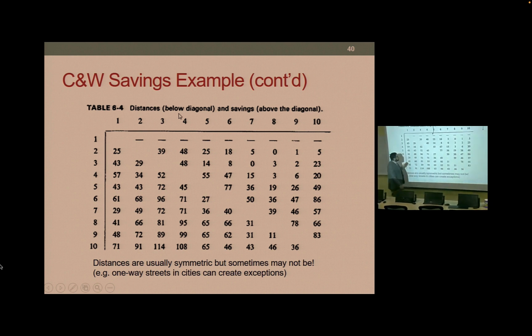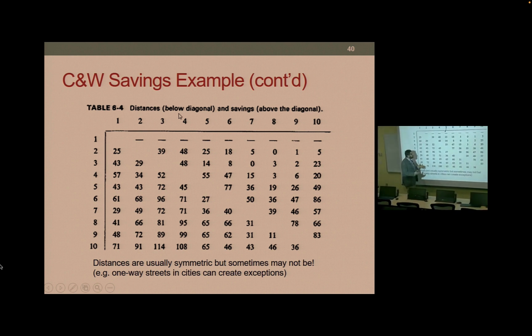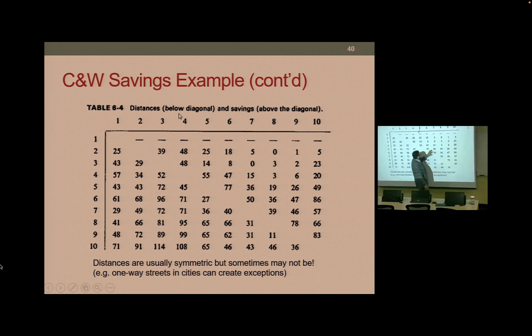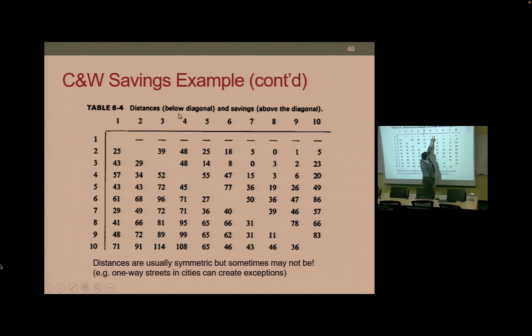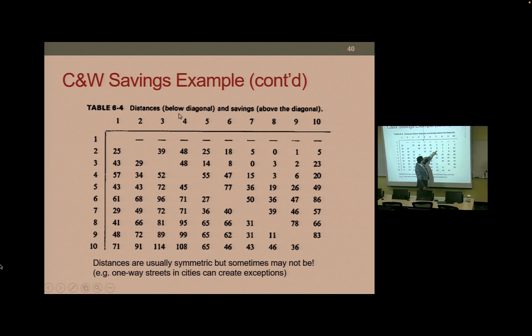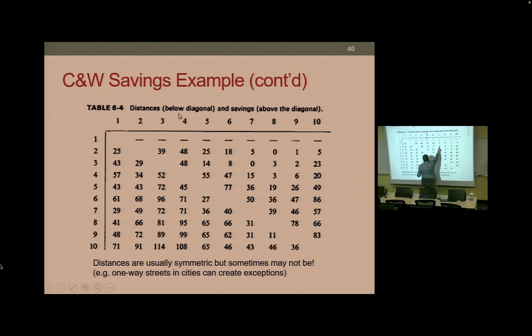Then we calculate savings for every possible pair of points on this part of the matrix or table. So 15 is the savings if you combine customer 4 and customer 7 on the same route. 0 is the savings if you combine customer 3 and customer 7 on the same route. Each of these on the top is the savings that we calculated using that formula.